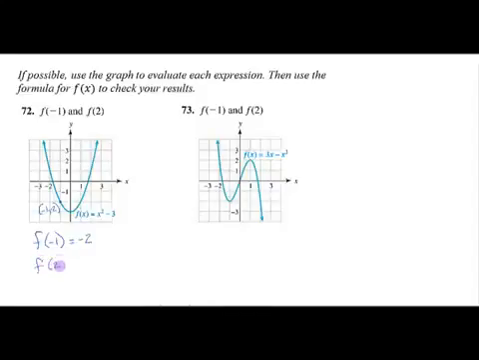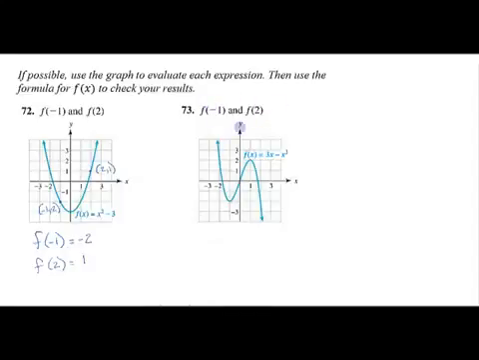And for f of 2, we're finding on the graph where x is 2. We follow up till we get onto the graph. We have the point 2, 1, which means f of 2 is 1. Now let's double check that with our formula. -1 squared is +1 minus 3 is -2. 2 squared is 4 minus 3 is 1.